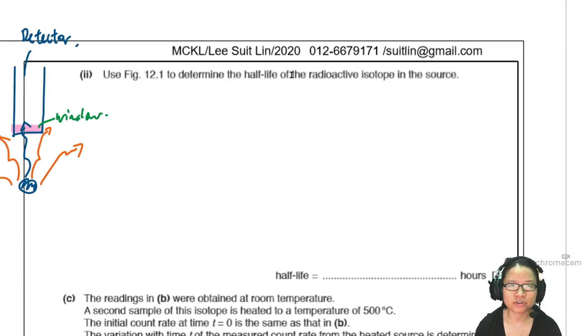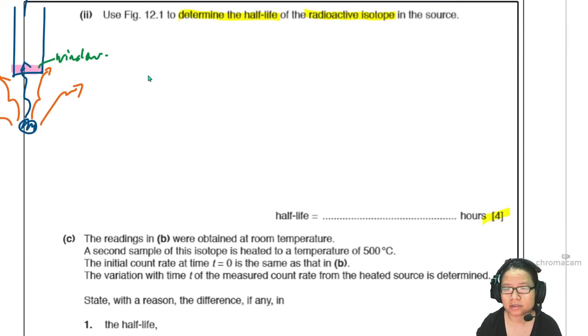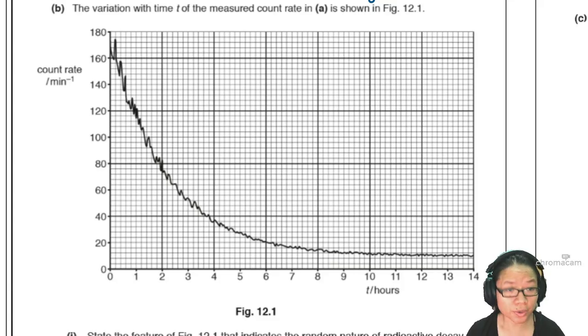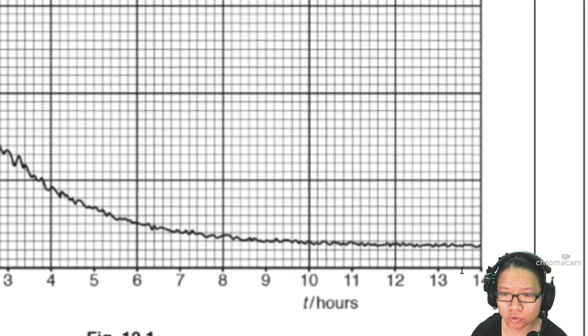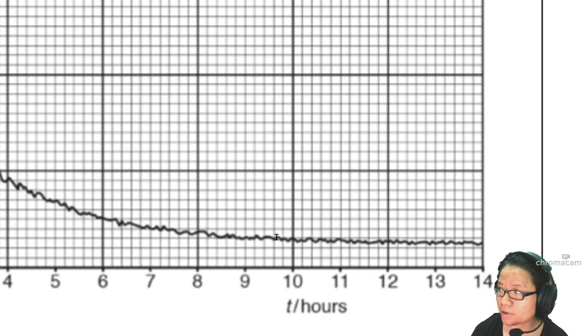Use the graph to determine the half-life. So we're gonna determine the half-life of the radioactive isotope in the source. And please note that this question is 4 marks. Okay, to account for background radiation, we need to look at the whole graph. And notice that this graph kind of plateaus here. Okay, let me zoom in. Notice here it kind of flattens out, it plateaus.